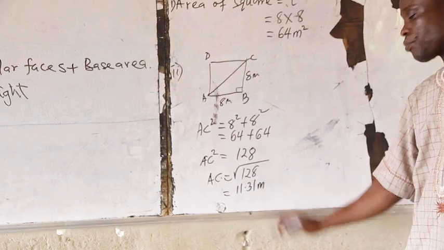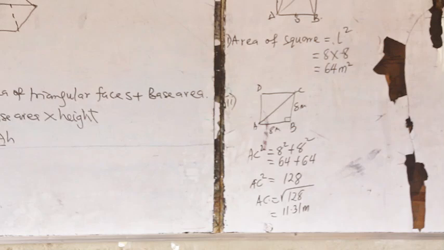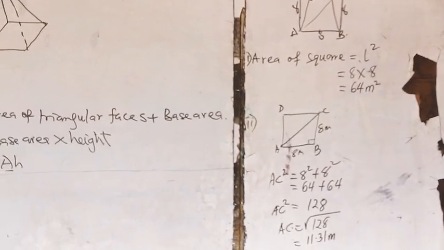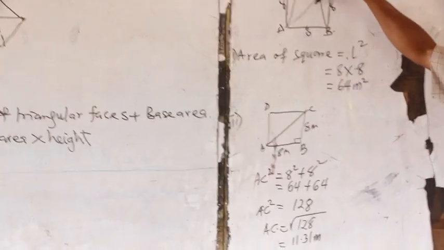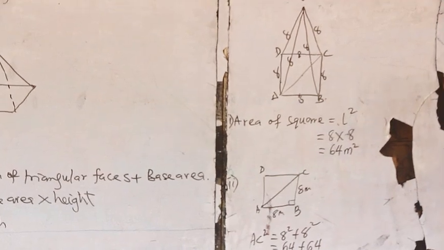11.31 meter. 11.31 happens to be the length of that diagonal AC. But the reason why it is called a right pyramid is that the height must stand on the midpoint of this base. For example, look at this pyramid that I'm holding here.